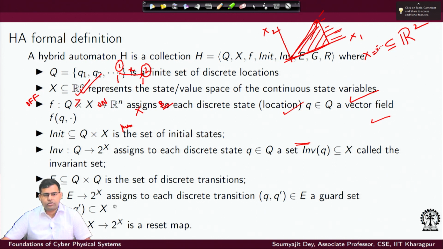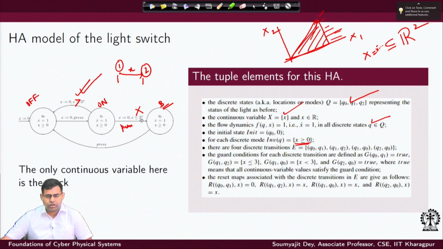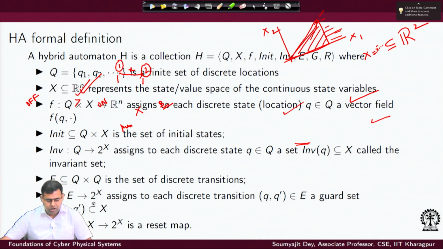If you have guards, right? Guards are also, you can see there. How are we expressing guards as equational relations, right? That's why they are all mapping from edge to the power x, because every guard will have a guard set given by this g q q prime subset of x.